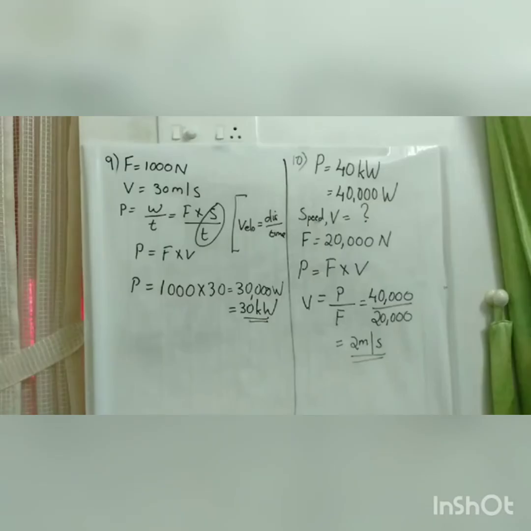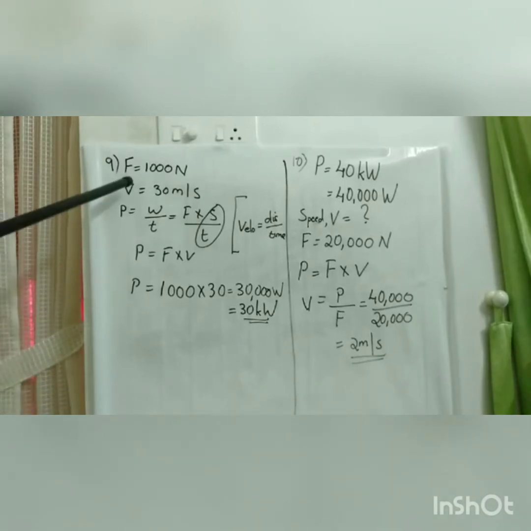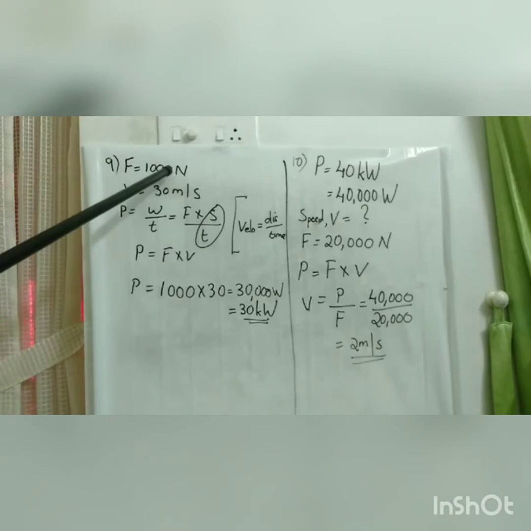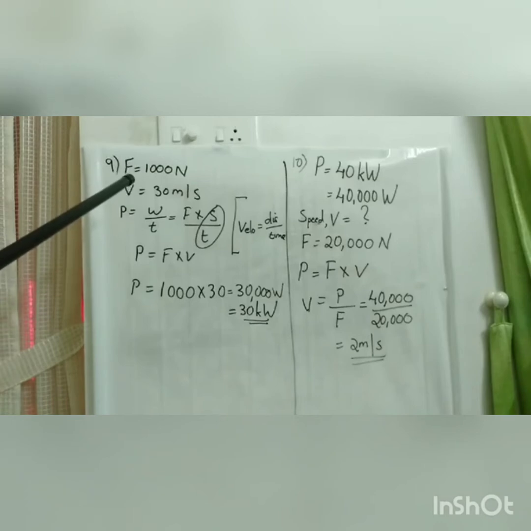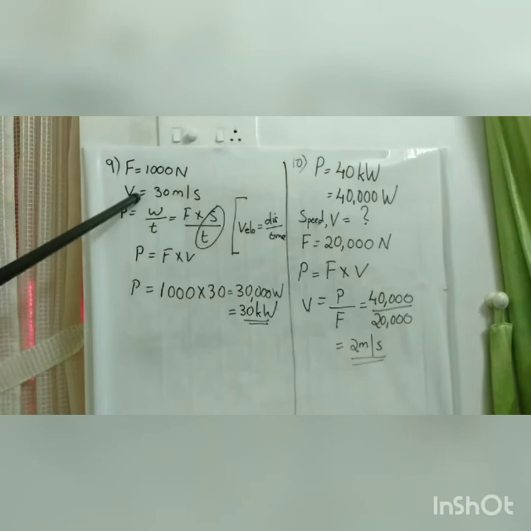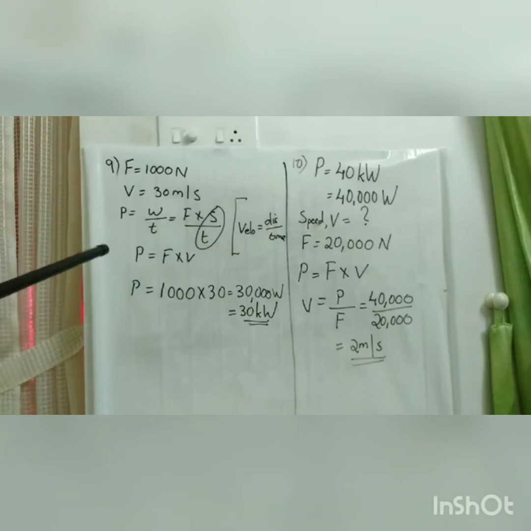Okay, next question, question number 9. An ox applies a maximum force, force is given 1000 Newton. It is taking part in a cart race and is able to pull the cart at a constant speed, that is, velocity of that particular ox is given 30 meter per second. While making its best effort, calculate the power developed by the ox.